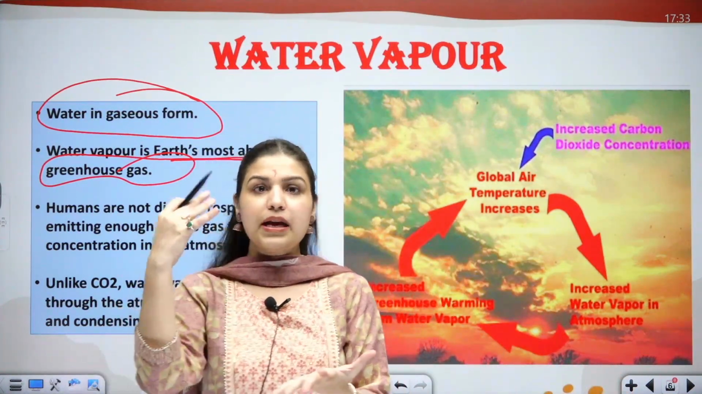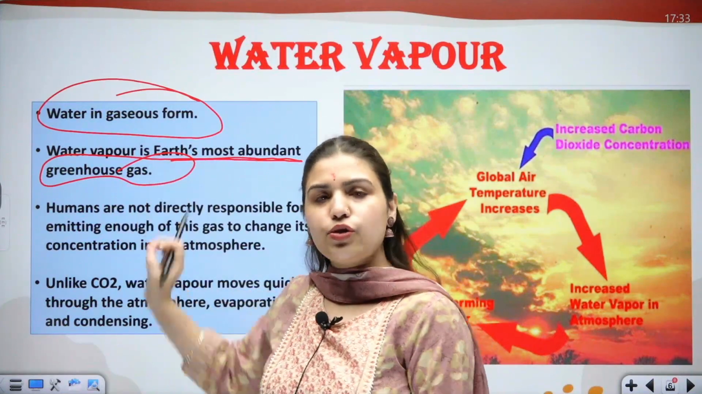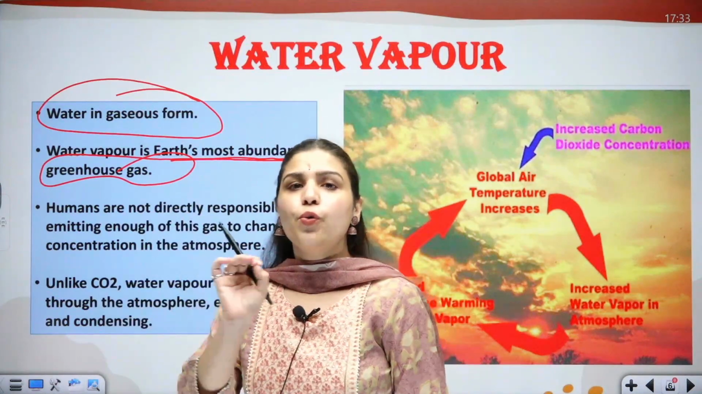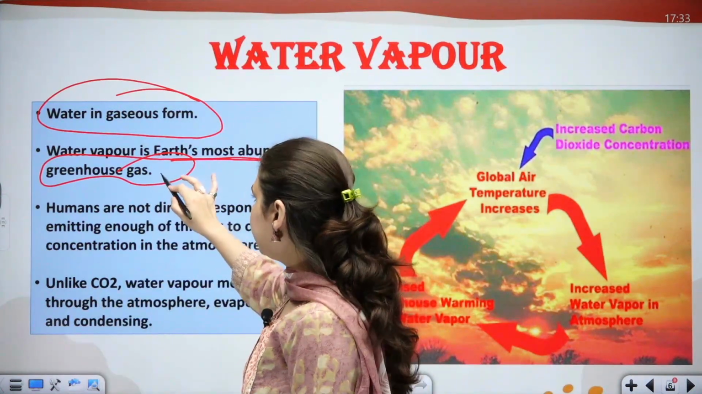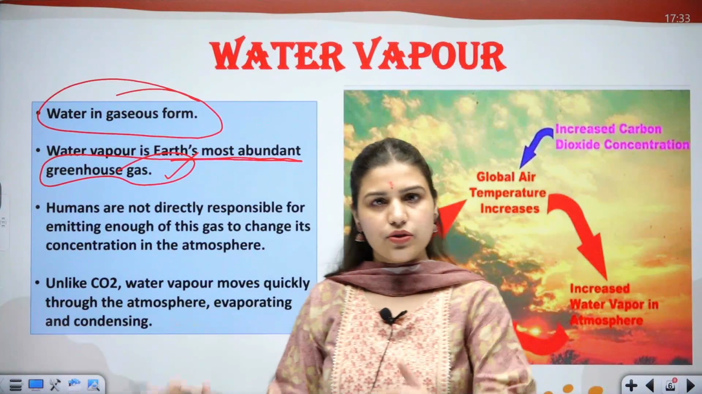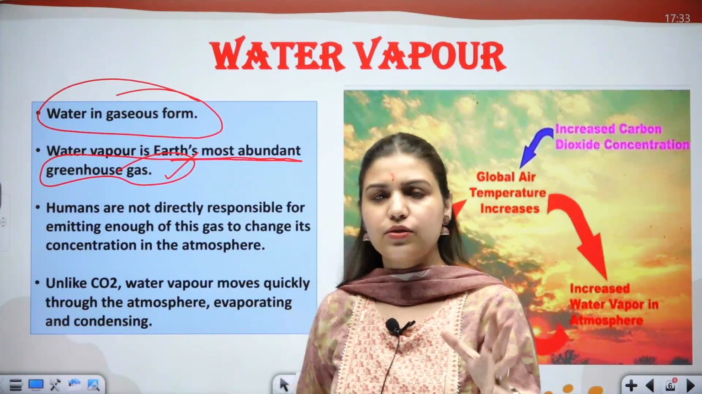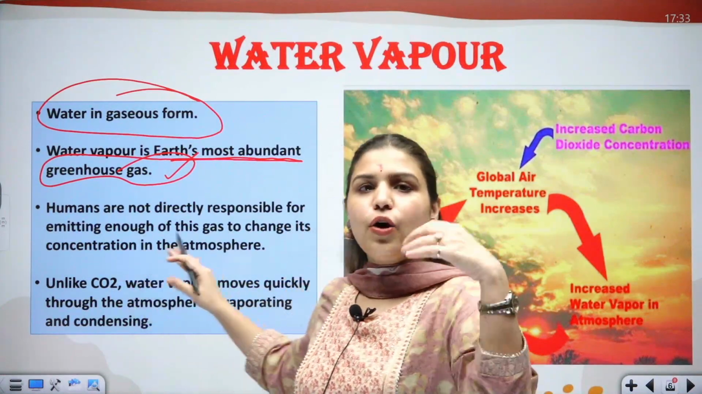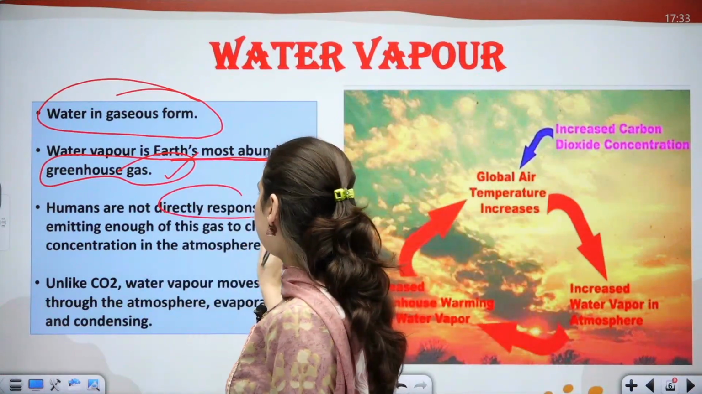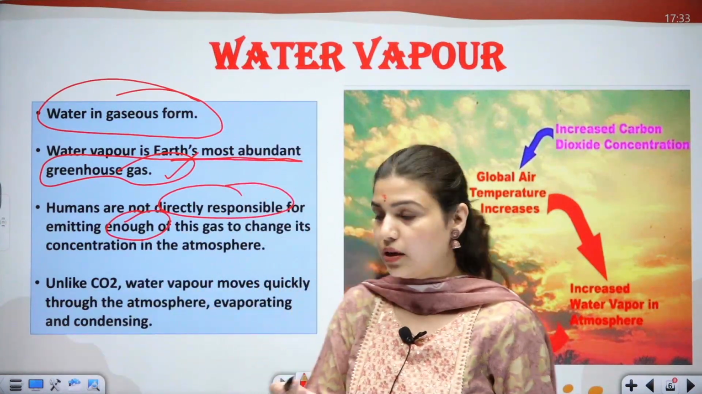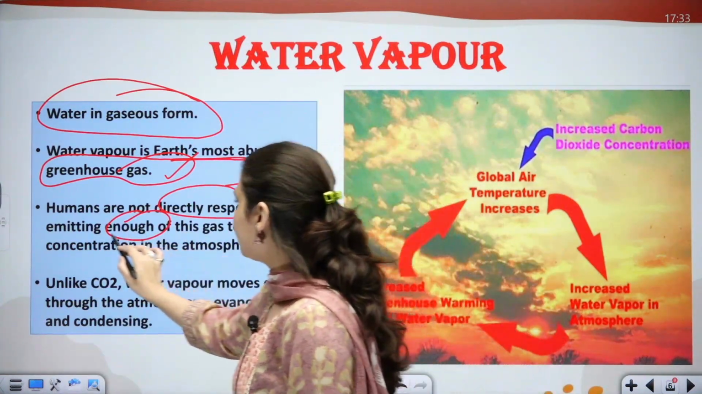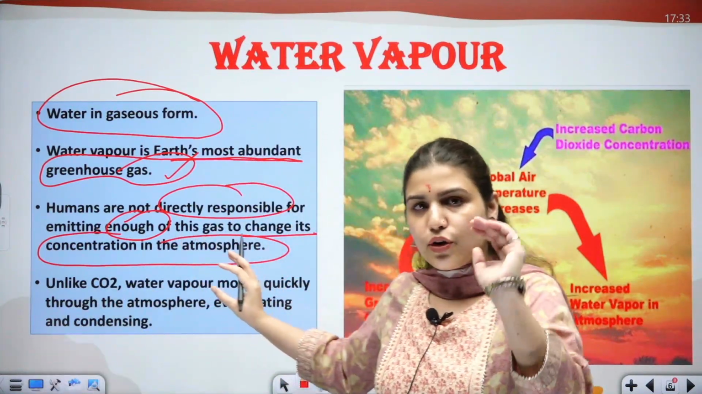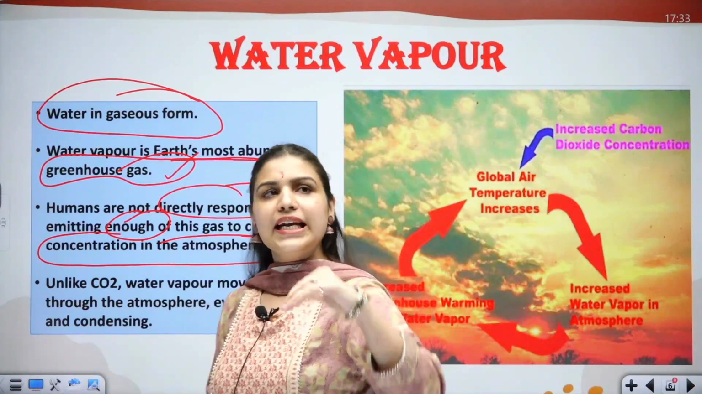So we may find this picture that carbon dioxide is the most abundant in the atmosphere, but it is not so. It is water vapor which is Earth's most abundant greenhouse gas. And one interesting thing about this is that human beings, who are responsible for the release of many greenhouse gases, are not directly responsible for emitting enough of this gas, water vapor, to change its concentration in the atmosphere. Human beings are not directly responsible, they are indirectly responsible.